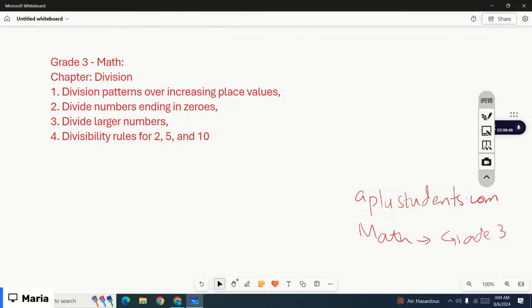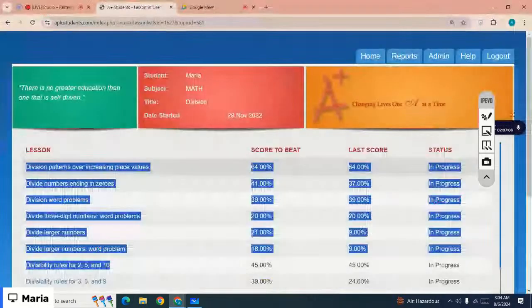Okay, so please make sure you have your notebook and pencil so that you can note down the important examples and definitions as well. Okay, let's just start with the first example, that is division patterns over increasing place values.